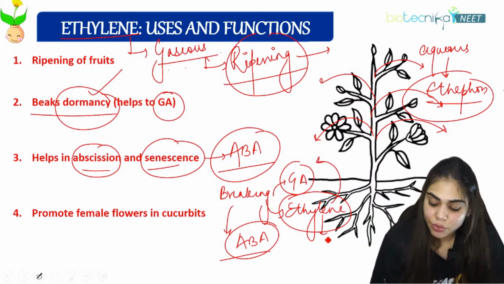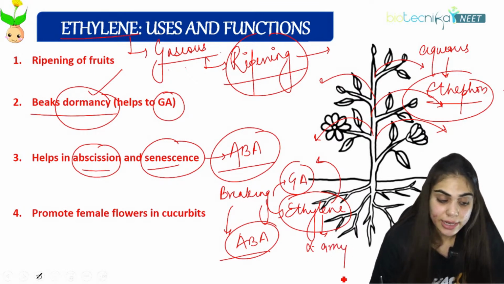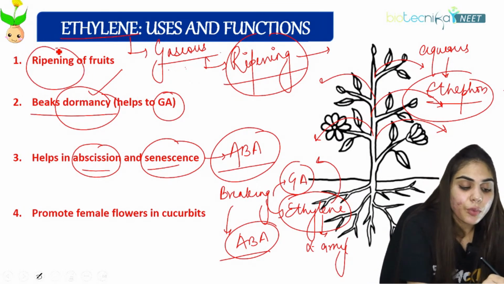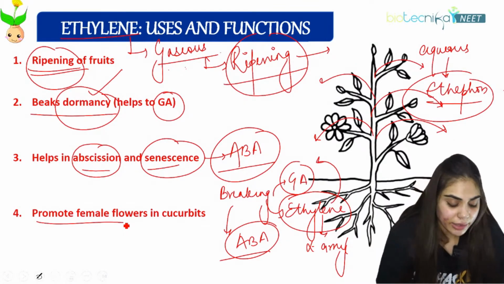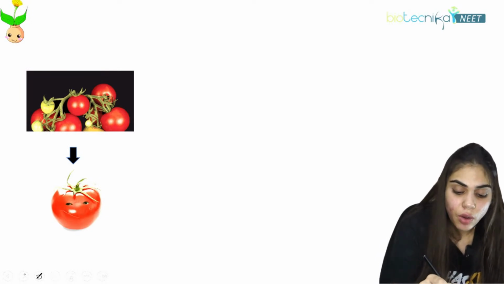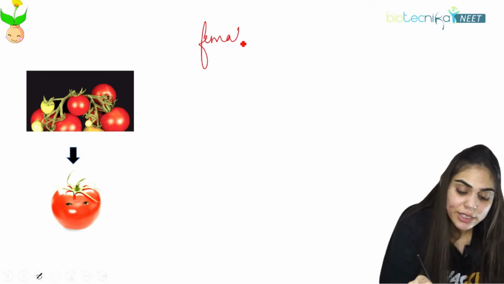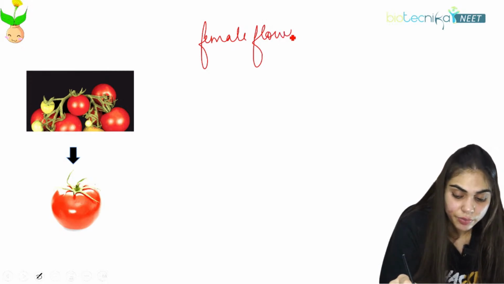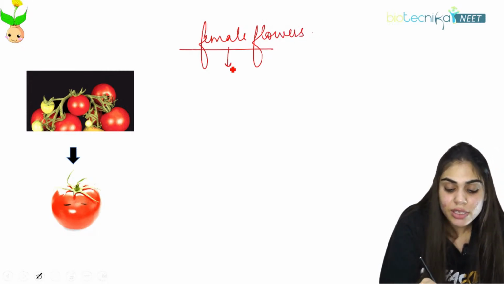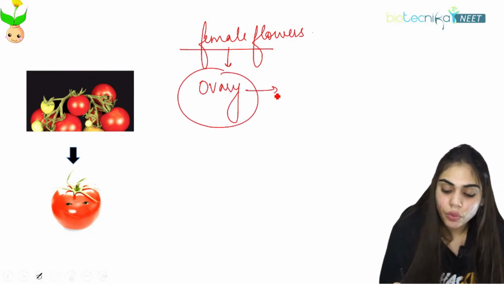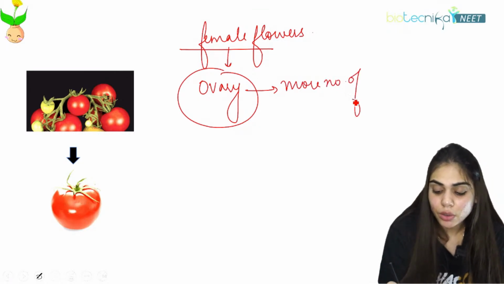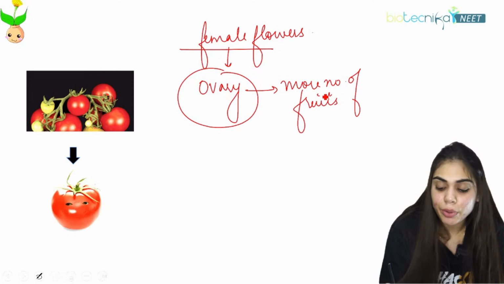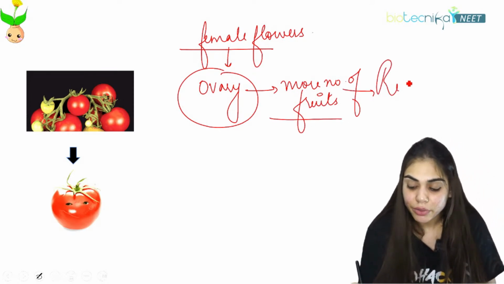It induces the formation of alpha amylase enzyme. So it is helping in the ripening process. How is it helping? And one more function of ethylene is that it is promoting the formation of female flowers. Why is it promoting the formation of female flowers? What is the significance of this? Suppose a female flower will have an ovary. If it has an ovary, it will have more number of fruits. It will undergo fertilization and more fruits will be formed that will be ripened.